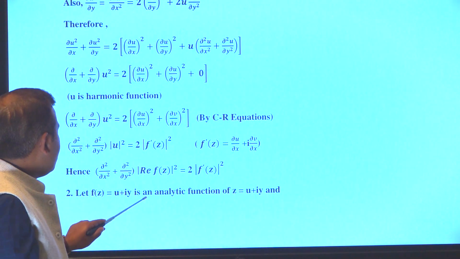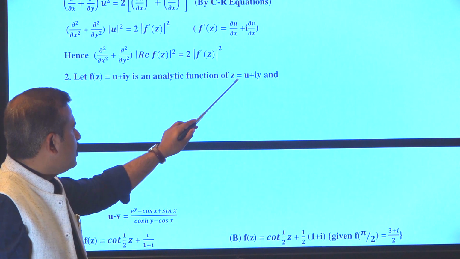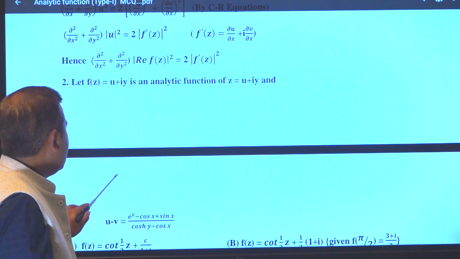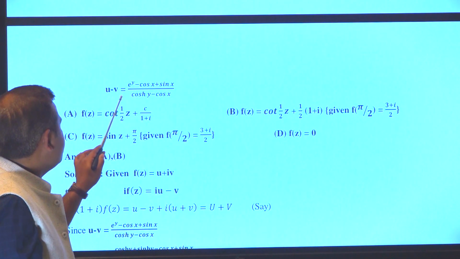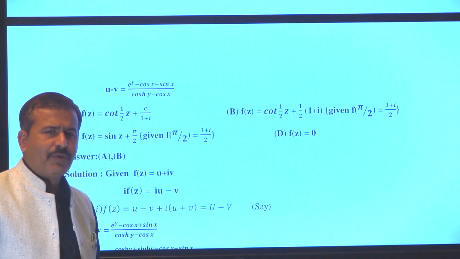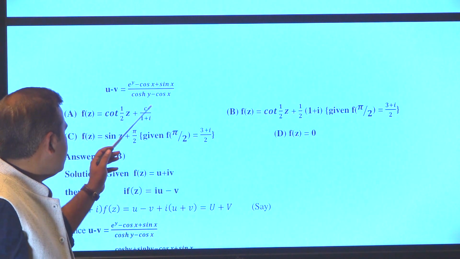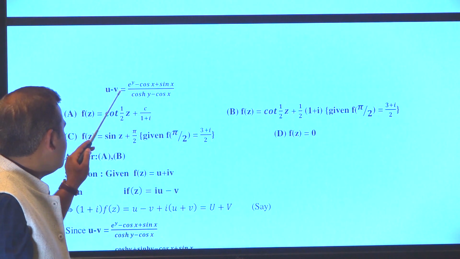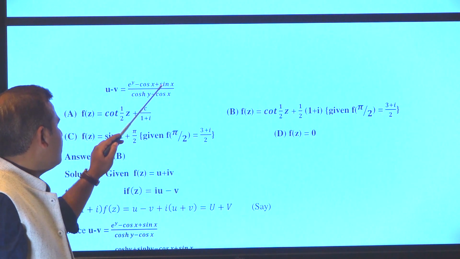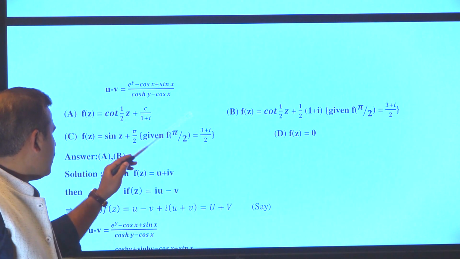Now, come to another problem. f(z) is analytic, where z = x + iy, and here u − v is given. Friends, in a previous video we have already discussed the problem based on when u − v is given. Here we again repeat the same function. u − v is given as (e^y − cos y + cos x + sin x)/(cosh y − cos x). So, these are the options.